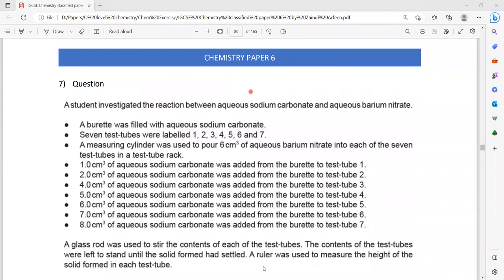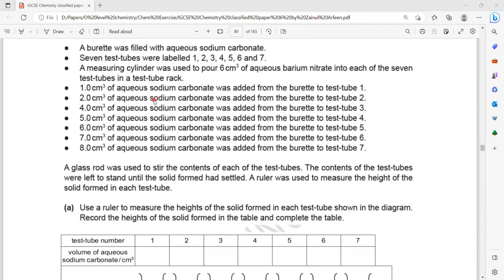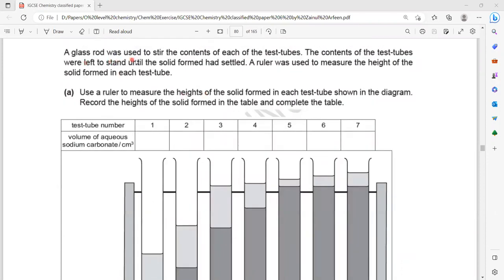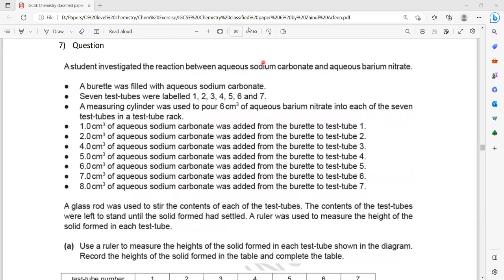For those who just joined now, this is classified paper 6, question 7 from topic acid, alkali, and salts, page number 80. A glass rod was used to stir the contents in each of the test tubes, and the contents of the test tubes were left to stand until a solid formed. Because what will be the solid formed? You have sodium carbonate there.